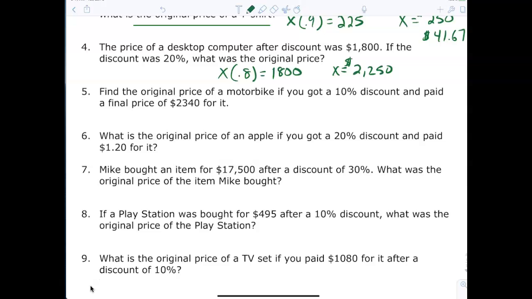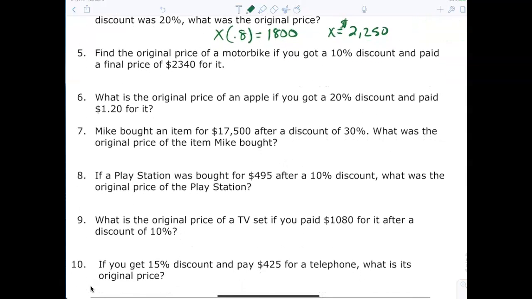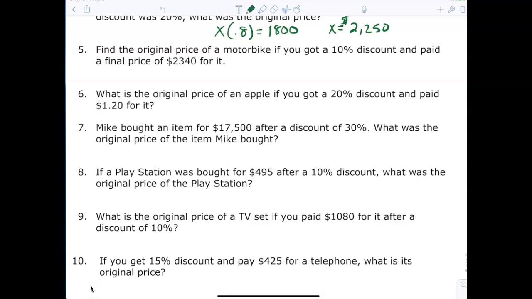All right, you're up. Go. Do X times 0.9. That's exactly correct. Equals 2,340. Beautiful. So what was the original price? 2,600. Everybody okay with that? 2,600. I'm pretty happy with that.